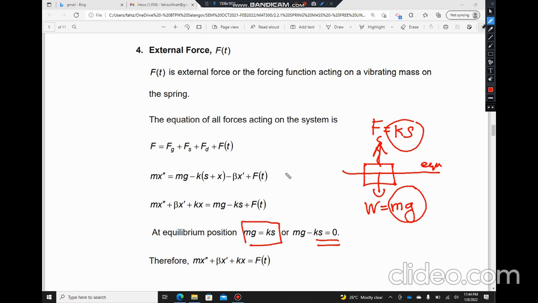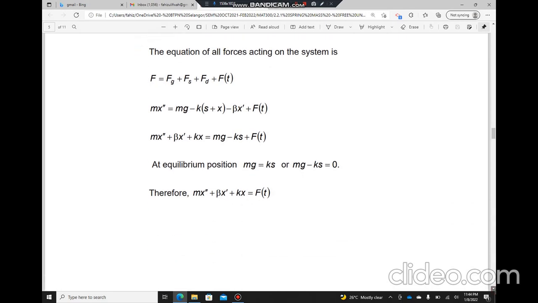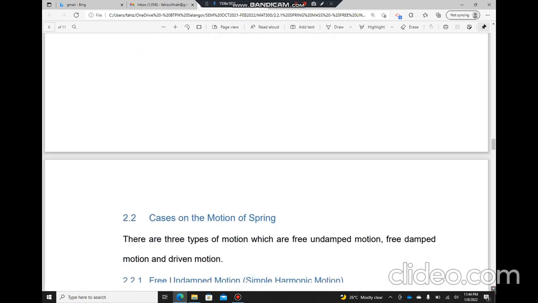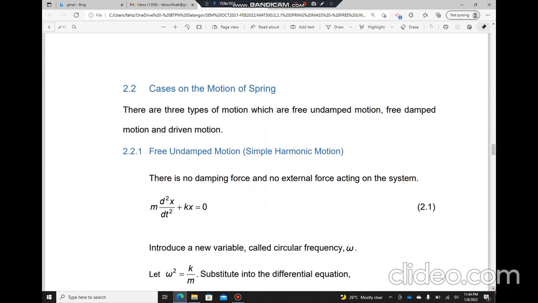So bila kita susun balik equation, kita akan dapat m x double prime plus beta x prime plus kx equals f(t). So this is the general equation of spring. Okay, so now kita masuk pada cases on the motion of spring. Okay, there are three types of motion, which are free undamped motion, free damped motion, and driven motion.